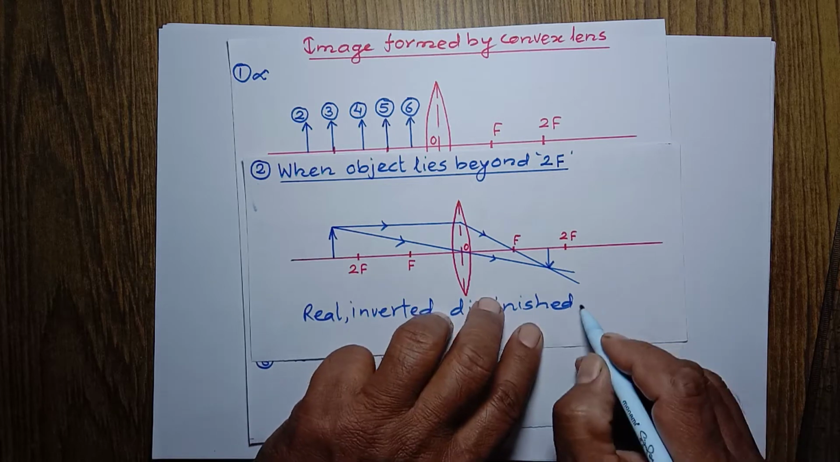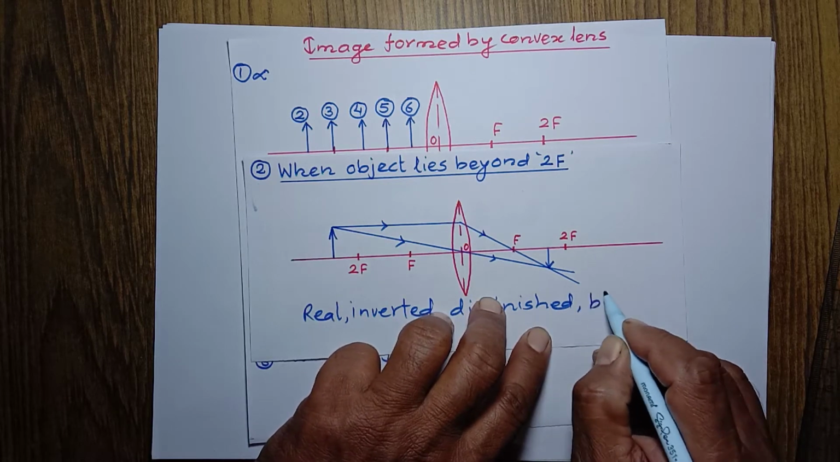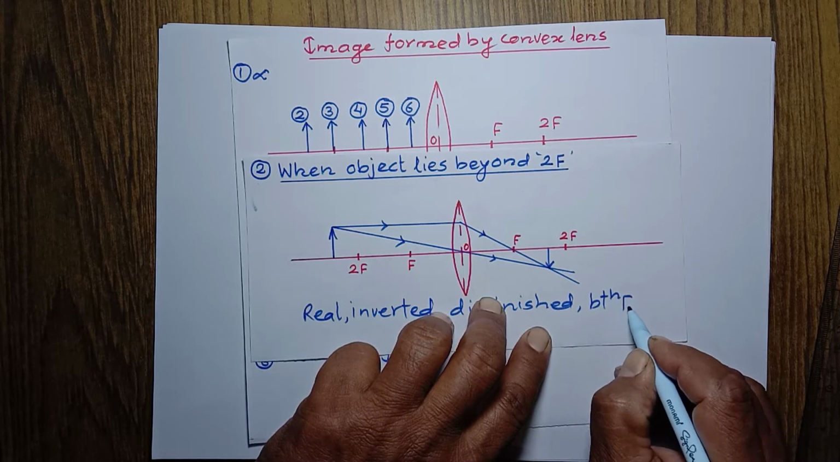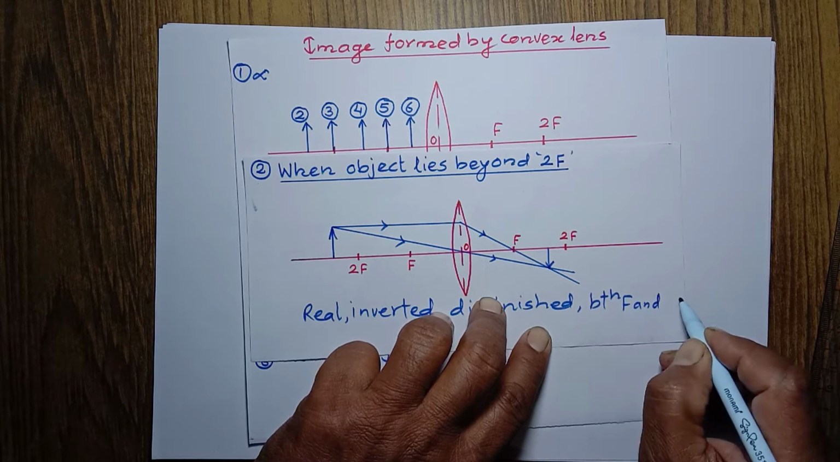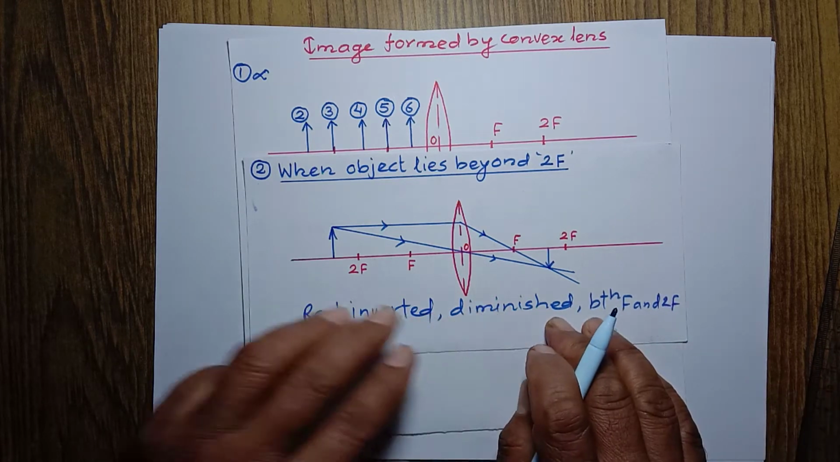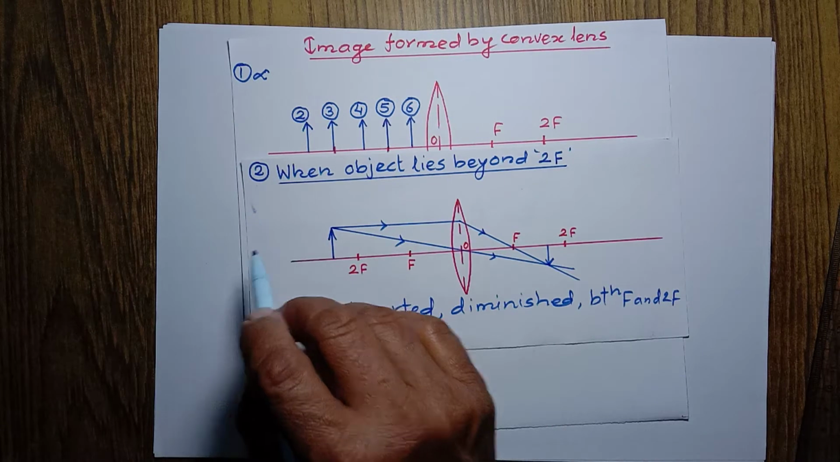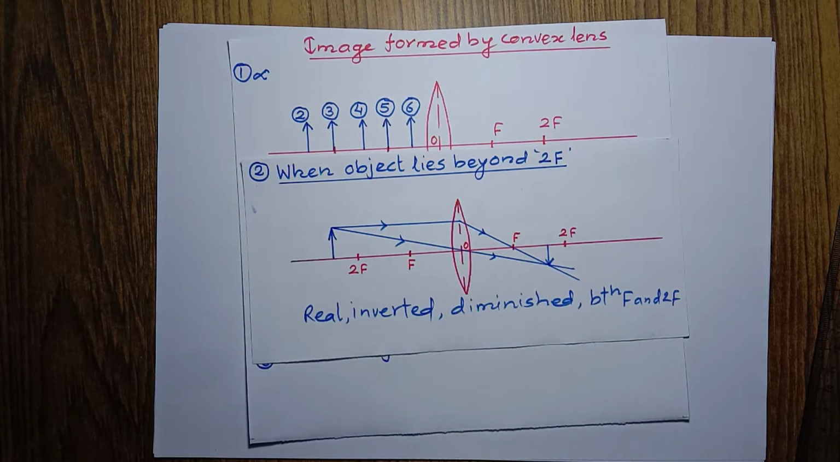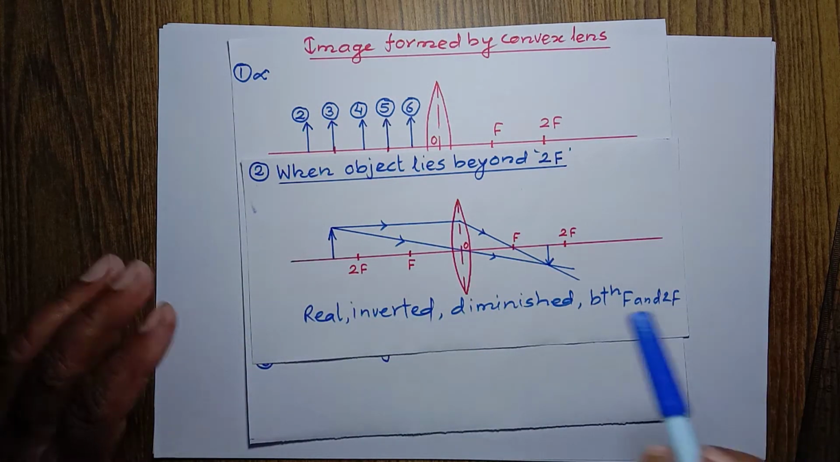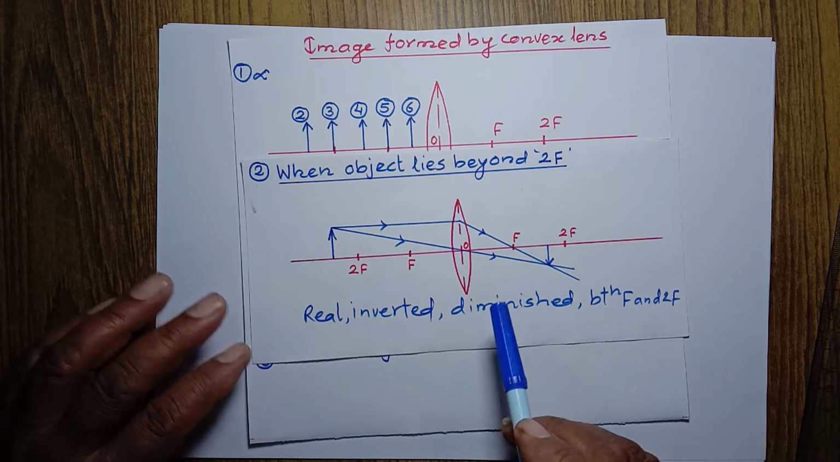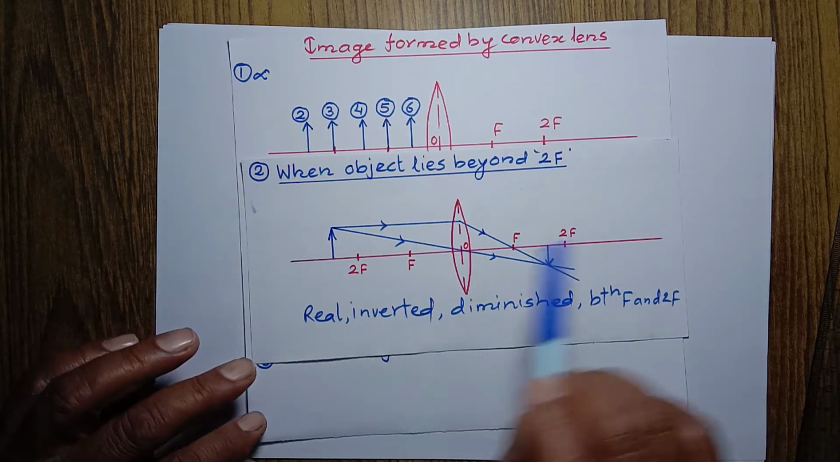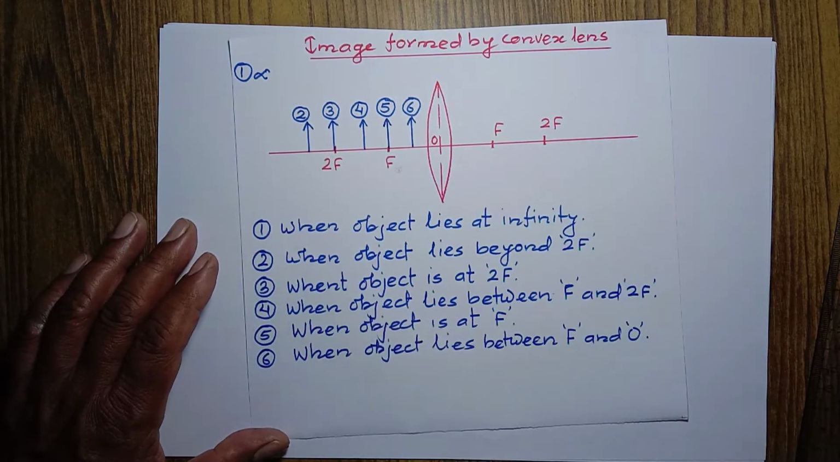And where does it form? Between F and 2F. Look at this. This is our conclusion. When the object lies beyond 2F, then a real, inverted and diminished image forms between focus and 2F behind the lens. This is the second case.